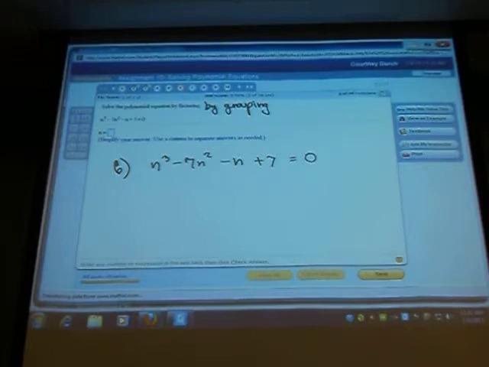Okay, so remember with grouping, I need to look at the first 2 and the second 2, so I need to use 2 groups of 2. Then I want to take out the greatest common factor from each group. My first group is n cubed minus 7n squared. What's my greatest common factor? n squared. And if I took that out, it would leave me with n minus 7.